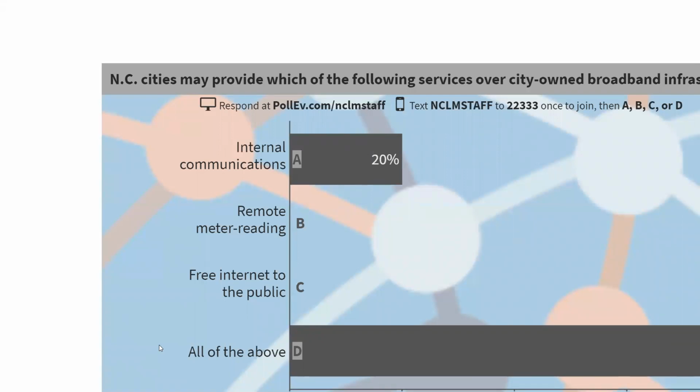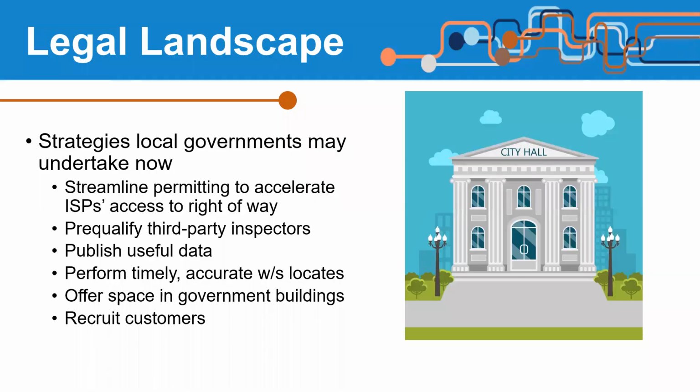Cities currently have the authority for any city-owned broadband infrastructure to be used for all the purposes on this slide. Internal communications, of course, are like your public safety communications. It could be traffic signalization. Remote meter reading, that can be for water or electric meters. Free internet to the public, like downtown Wi-Fi, that is all perfectly legal for cities right now under North Carolina state law. So there are some strategies that local governments can also undertake without needing any sort of additional clarity from the North Carolina General Assembly.